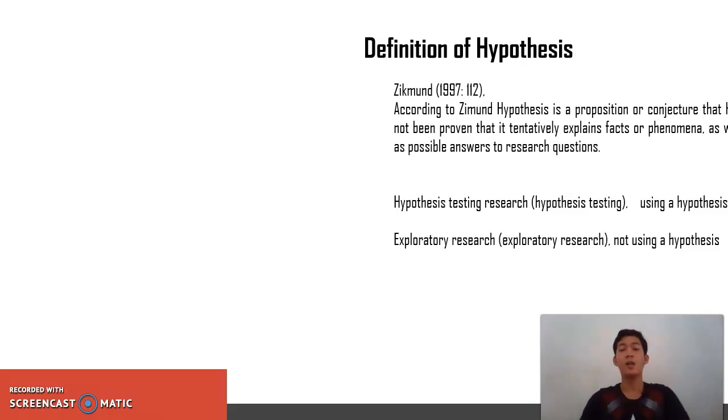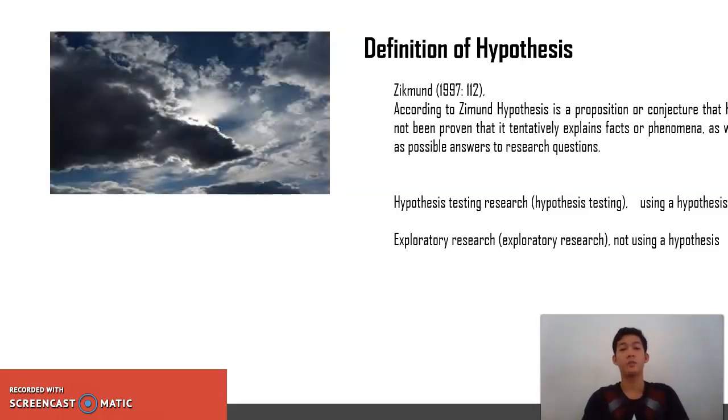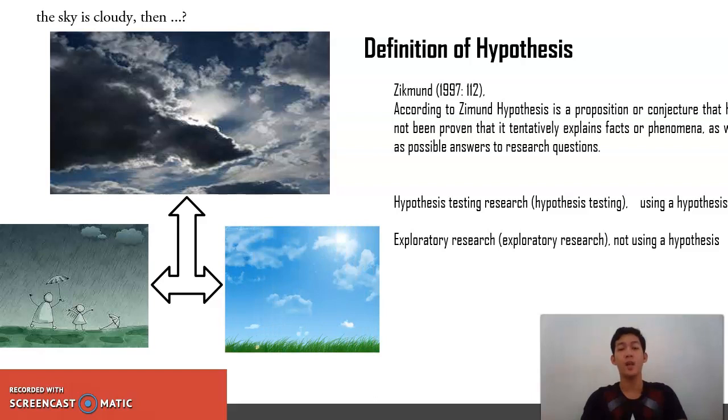To make it easier to understand the hypothesis, look at this picture. The sky is clear there. There are two answers for this question. The sky is clear, so will it rain or not? The conjecture that the sky will rain or not is called the hypothesis.